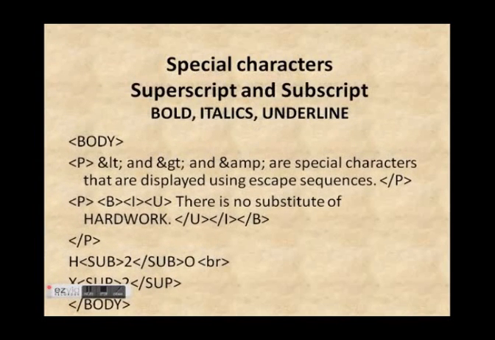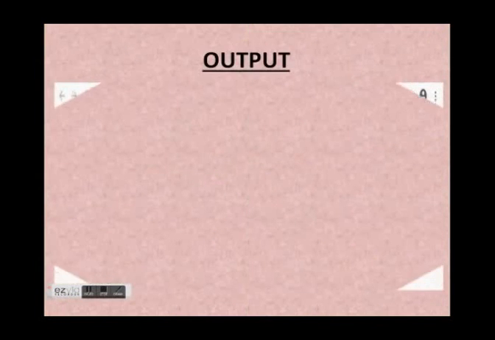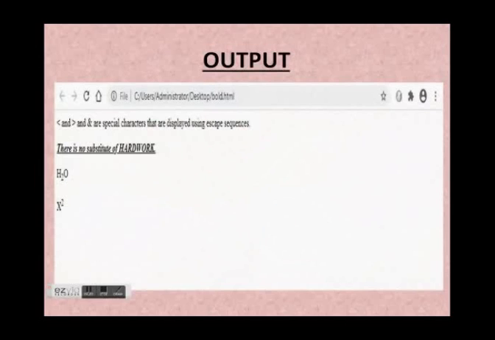Second, superscript and subscript, bold, italics, underline, special characters. So here we have used various tags. H sub 2 /sub O, X sup 2 /sup, and for special characters &lt; semicolon, &gt; semicolon, and &amp; semicolon. Now we will see the output.